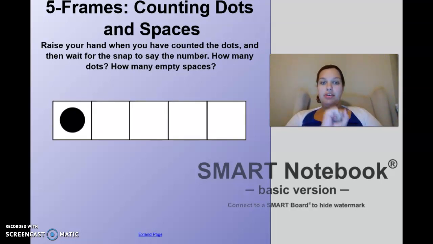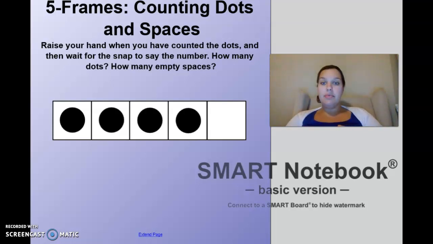How many dots? 1. How many empty spaces? 4. Nice job. How many dots? 2. How many empty spaces? 3. How many dots? 3. How many empty spaces? 2. How many dots? 4. How many empty spaces? How many dots? 5. How many empty spaces? 0. Nice job.